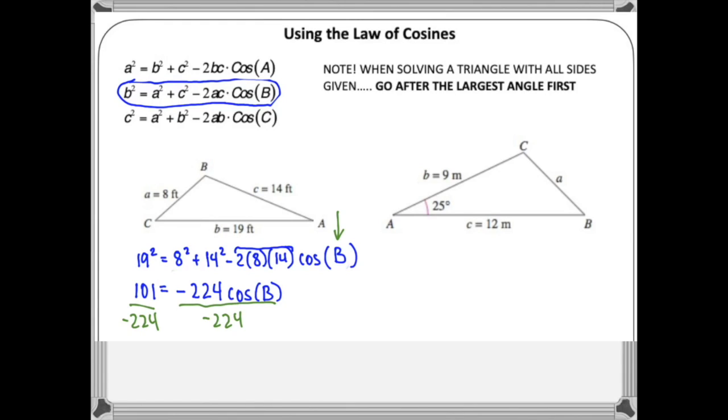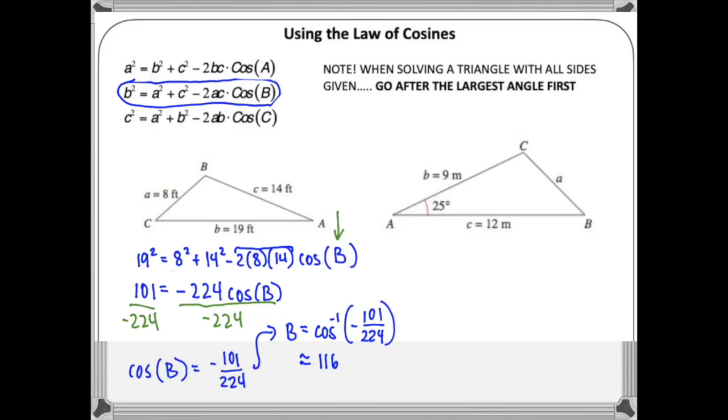And that's going to give me the cosine of B. Looks like I can't simplify that down, so this is going to give me negative 101 over 224. Then to solve for angle B, we take the inverse cosine of both sides, so B equals the inverse cosine of negative 101 divided by 224, which is approximately 116 point, let's see, and so we're just going to call that 80 degrees.